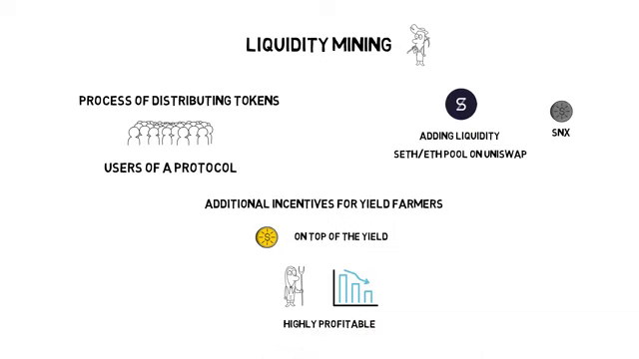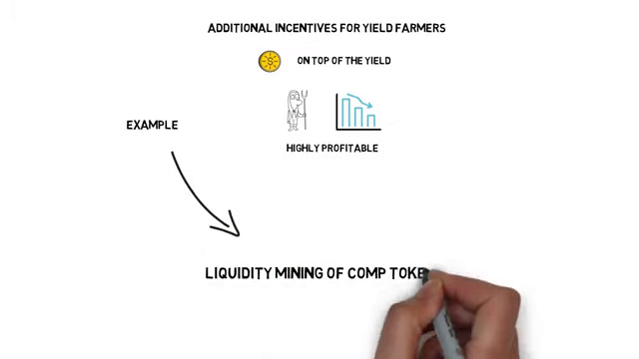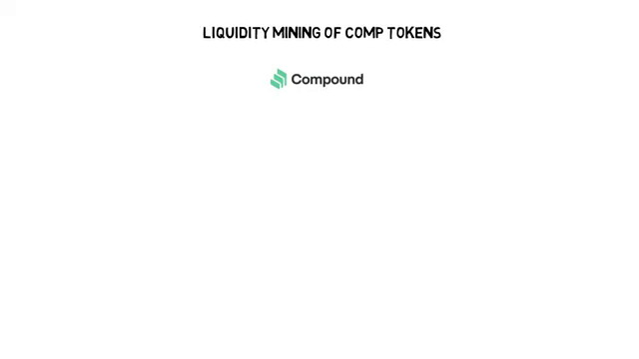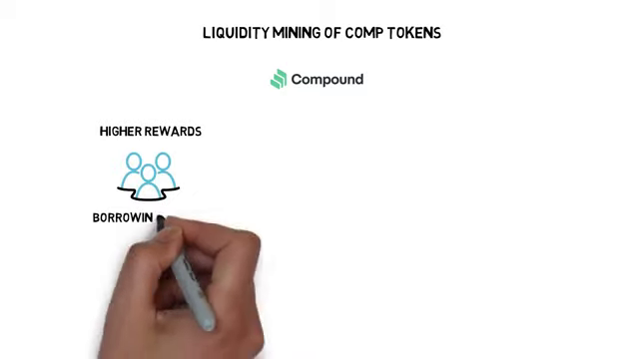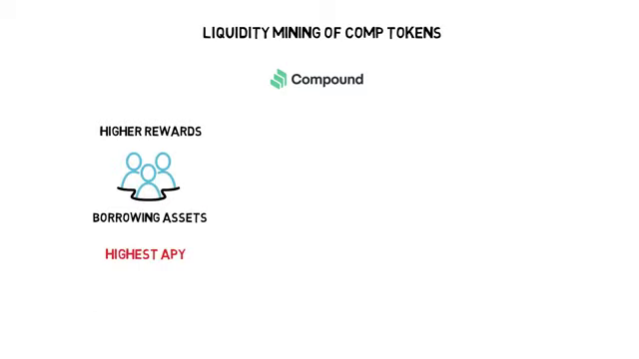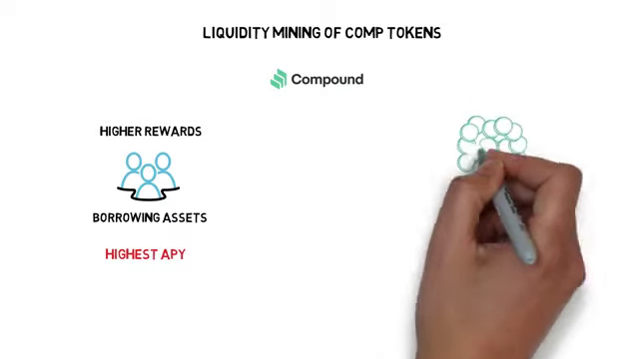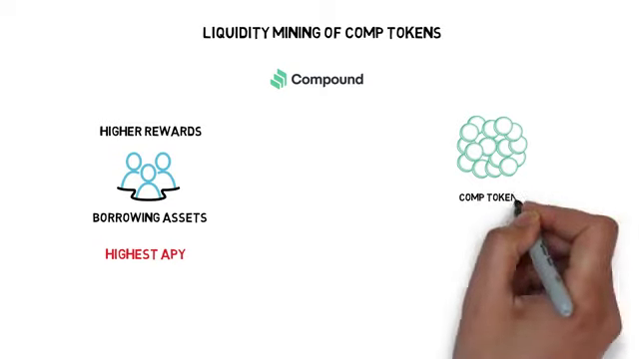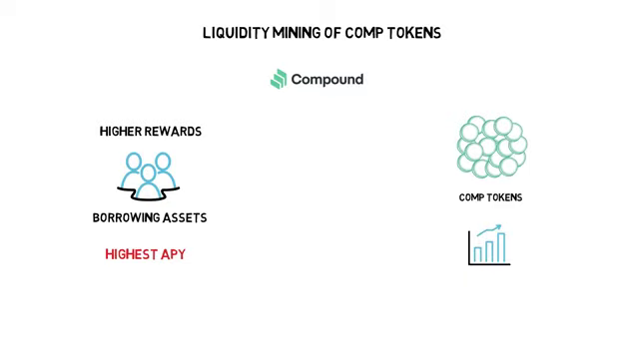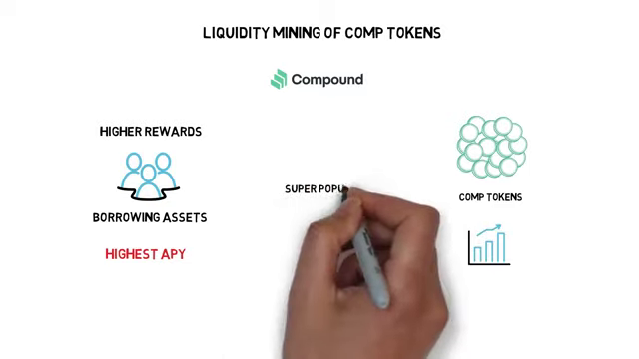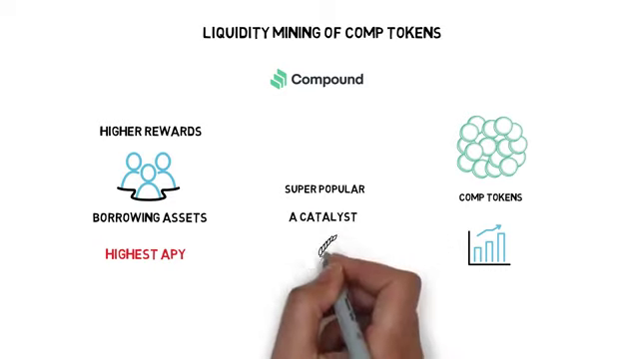A good example of this was the liquidity mining of COMP tokens introduced by Compound, which was initially giving higher rewards to the users who were borrowing assets with the highest APY. This incentivized farmers to start borrowing these assets, as the value of minted COMP tokens was compensating them for the high borrow rates they had to pay. COMP liquidity mining got super popular and was pretty much a catalyst for a wider spread of yield farming.